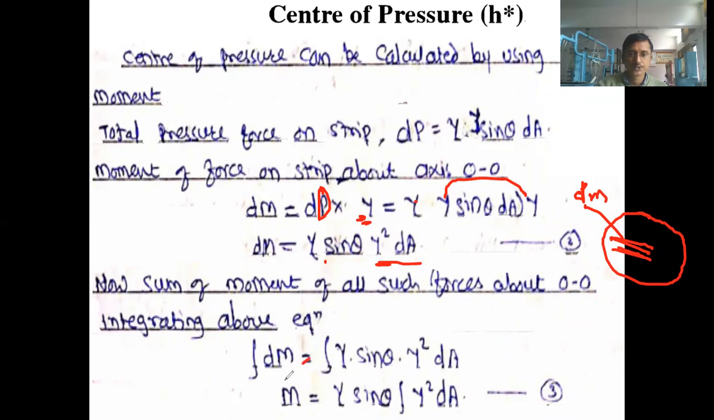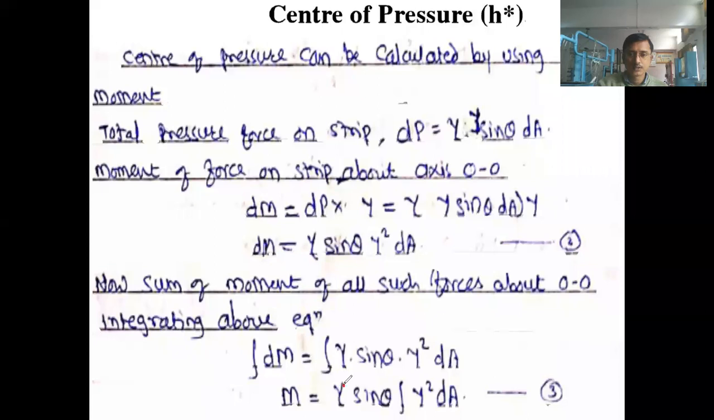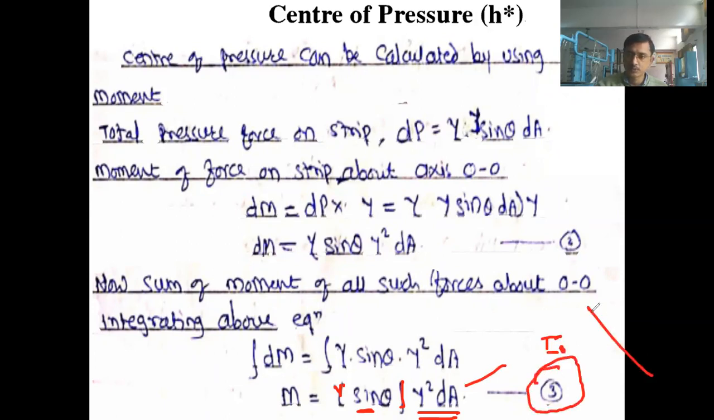And after doing integration, integration of dm is equal to the right hand side. We did the integration here too, and the integration of dm we got here as m. Okay, we got m, and for the right hand side, we took gamma and sine theta common, and what remains inside is integration of y square into dA. So this is the second moment of area, and this is nothing but I0. So this is nothing but the moment of inertia of the entire surface about this axis, right?